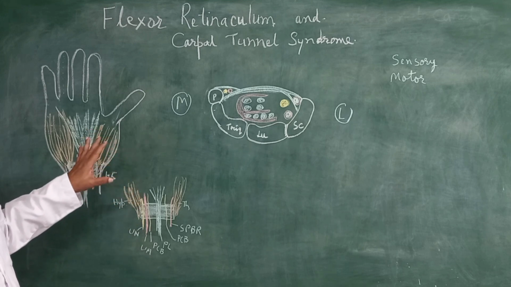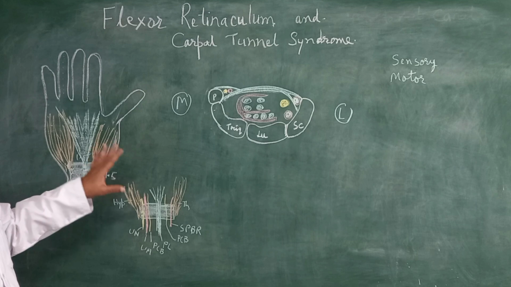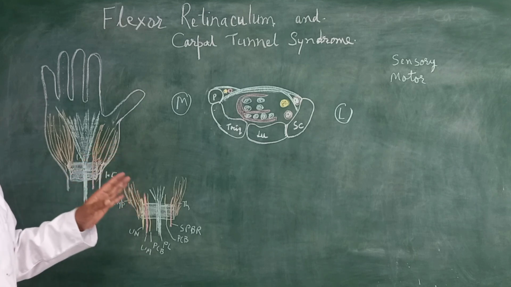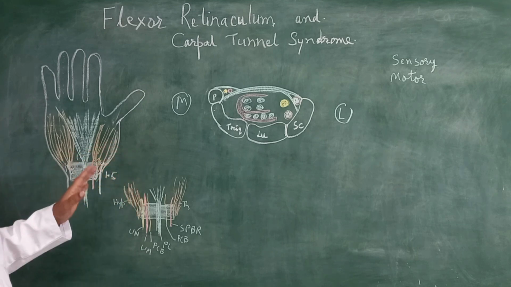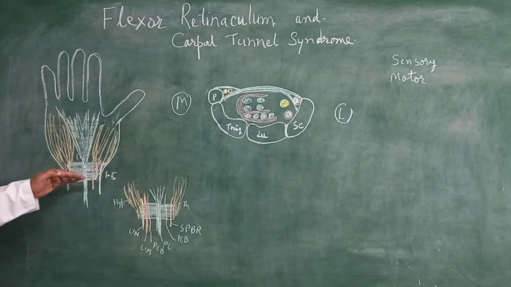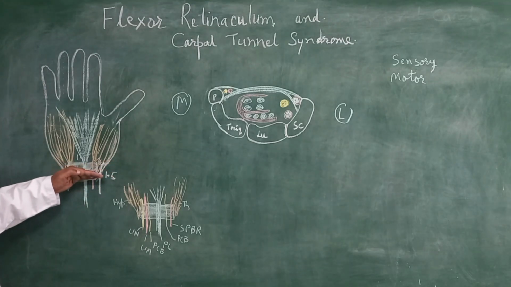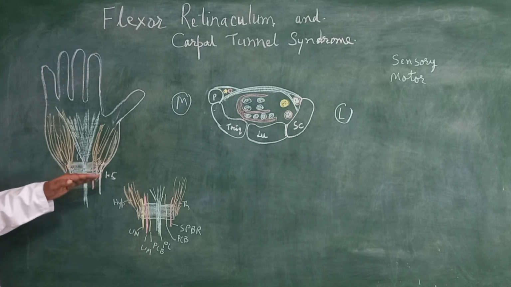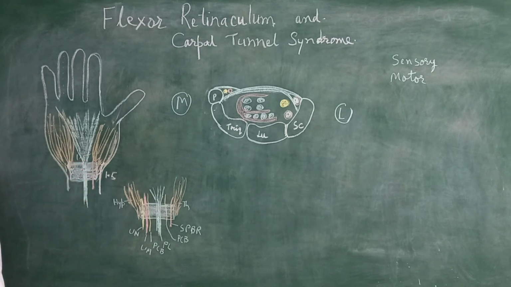This flexor retinaculum is a fibrous band in front of the carpal bones. These carpal bones are arranged in two rows, as you must have already learned: the proximal and distal rows. There are 4 in the proximal and 4 in the distal row.